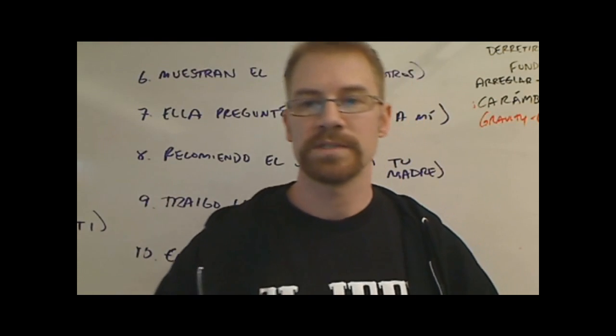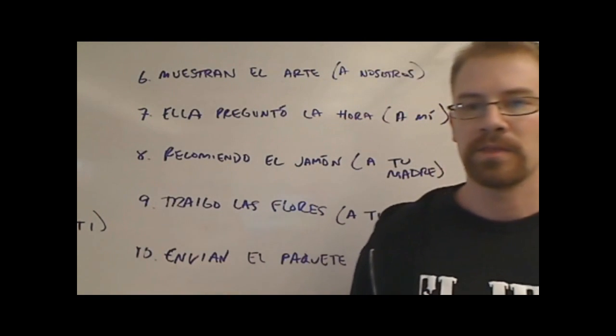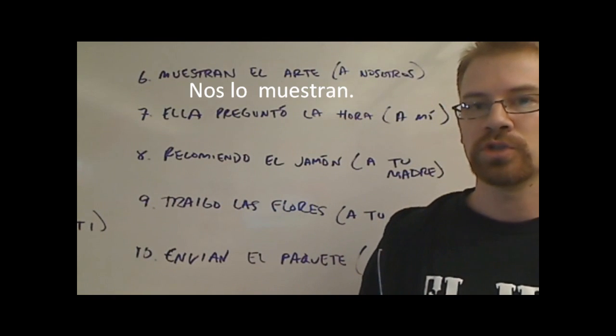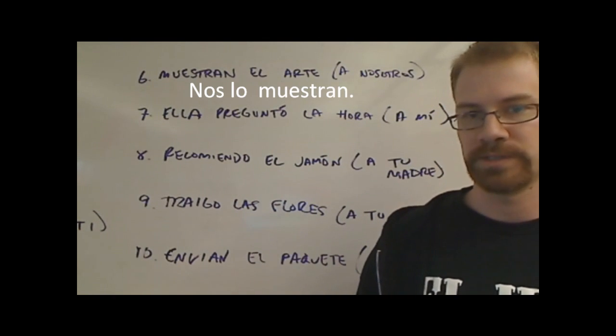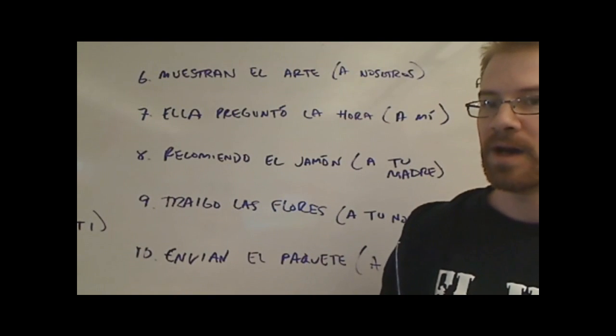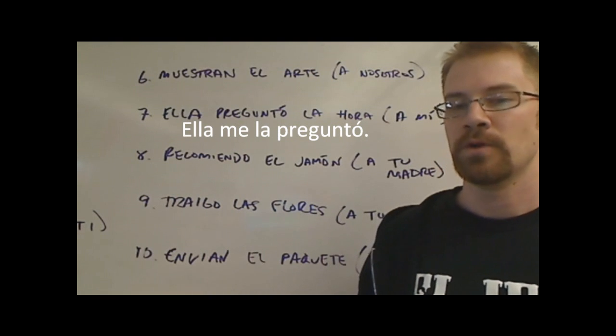Pues número 6, muestran el arte a nosotros. They show the art to us. El arte, lo, a nosotros, nos. La nueva oración es, nos lo muestran. They show it to us. 7, ella preguntó la hora a mí. La hora, la. A mí, me. Ella me la preguntó.